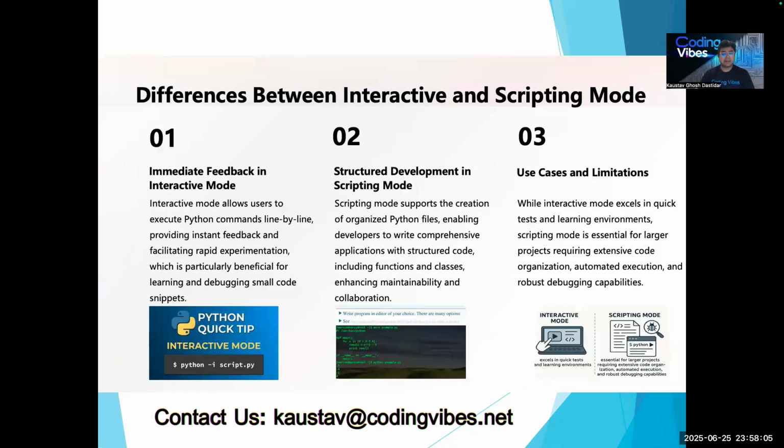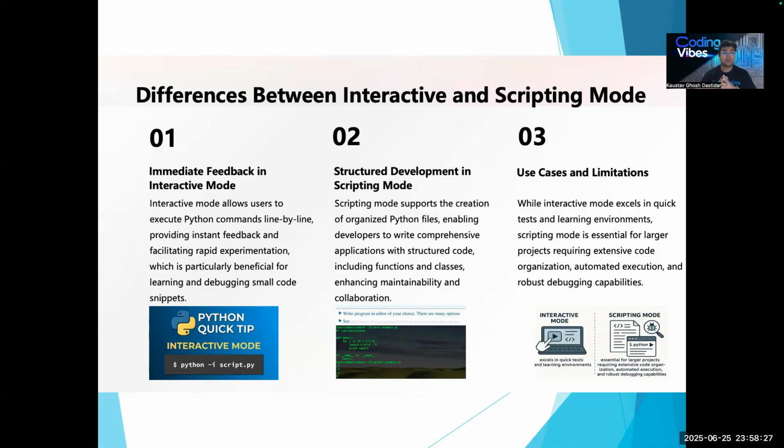First of all, we'll quickly see the difference between interactive and scripting mode. Immediate feedback in interactive mode. What that means is that interactive mode allows users to execute Python commands line by line, providing instant feedback and facilitating rapid experimentation, which is particularly beneficial for learning and debugging small code snippets. The syntax is there in the thumbnail: python is the command, then hyphen i for interactive, and then your Python file name with the .py extension. If you execute this command on the terminal, you will get the interactive mode.